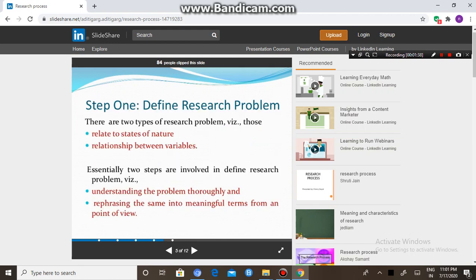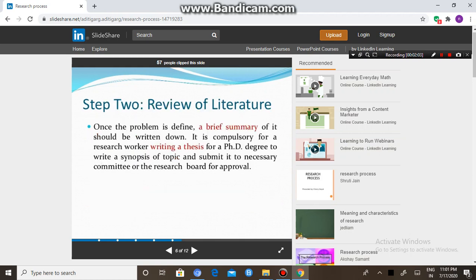Step 1. Define research problem. There are two types of research problems. One is those relate to state of nature, a relationship between variables. Essentially, two steps are involved in define research problems. One was understanding the problem thoroughly and rephrasing the same into meaningful terms from an analytical point of view.